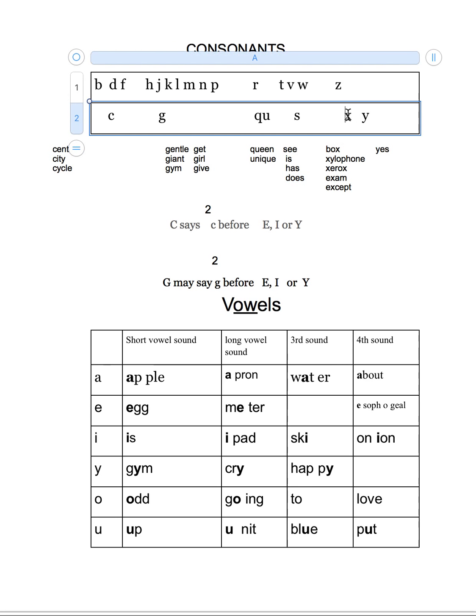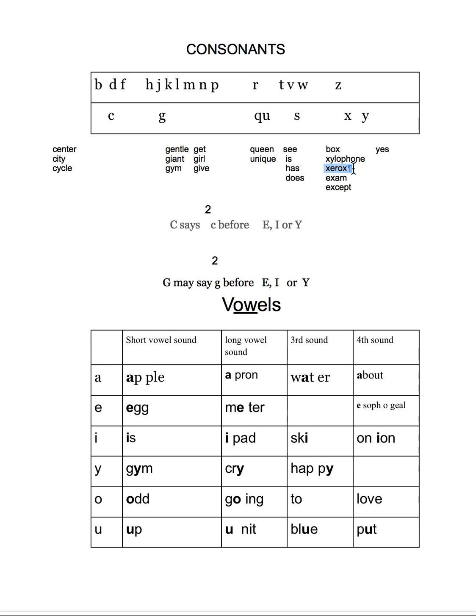The letter X has two sounds, x and z. X is a consonant blend, the K and the S together. And you'll find x is never at the beginning of the word. Box. Z, the Z sound is only at the beginning. Xylophone.